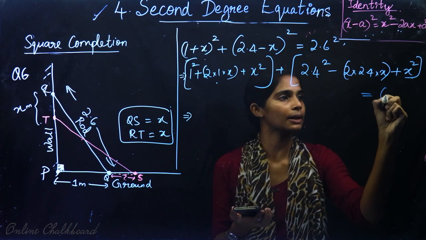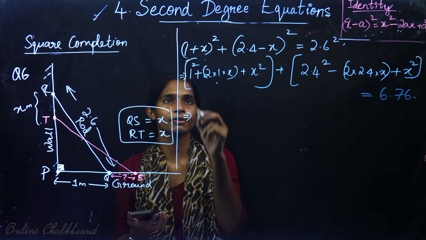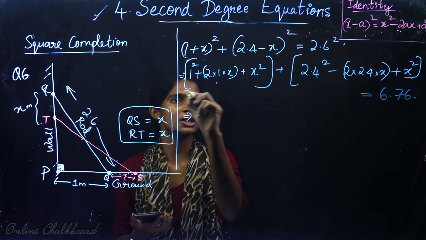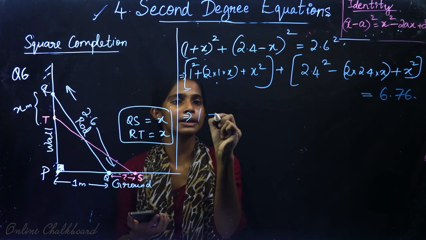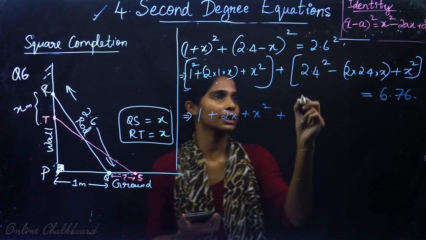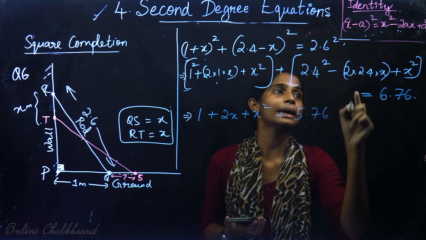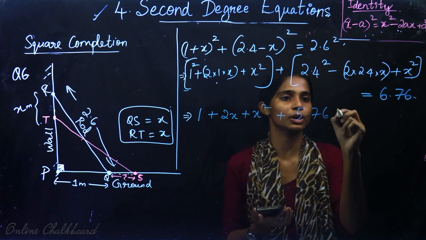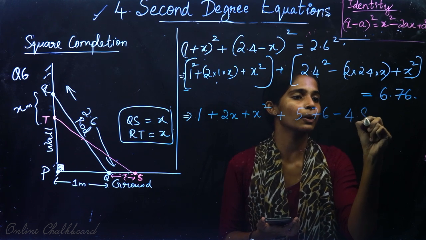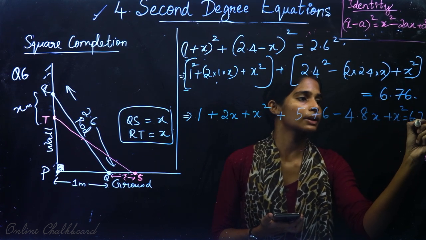2.6 square is 6.76. So now we can simplify this. This is equal to, first bracket open, 1 plus 2x plus x square. Second bracket open, 2.4 square is 5.76, minus 2 into 2.4 into x, that is minus 4.8x, plus x square, is equal to 6.76.